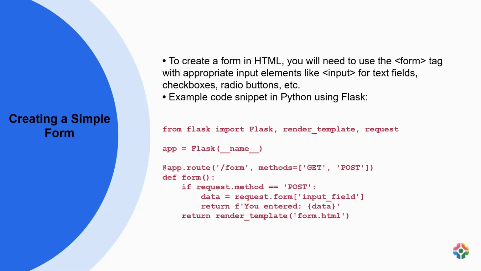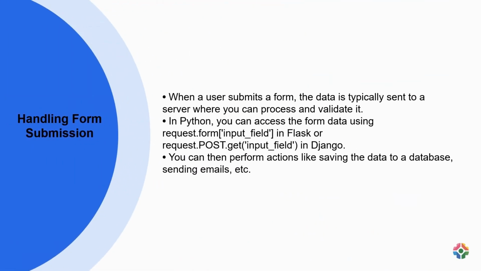received data. Form data submitted by users is sent to a server for processing and validation. In Python frameworks such as Flask or Django, access to form data can be achieved using request.form['input_field'] or request.POST.get('input_field'). This enables actions like saving data to a database or sending emails. For instance, after a user submits a job application form on a website, the server can process the data by storing it in a database for review by recruitment officers.